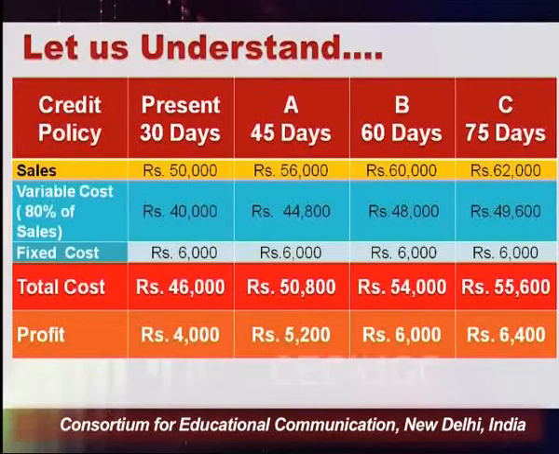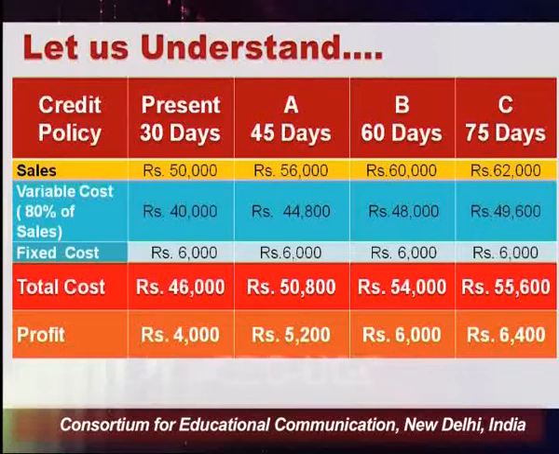Variable cost we shall be computing as 80% of sales. Whatever value comes, we shall be writing. Fixed cost will remain fixed for all options, 6,000 rupees, it is reported in the question. The next step is, once the fixed cost and variable cost are mentioned in the chart, we have to aggregate these two costs, and that becomes the total cost, which for the present credit policy of 30 days comes to be rupees 46,000.